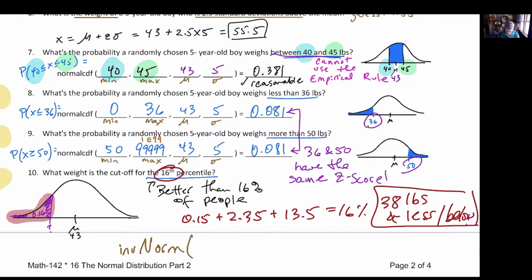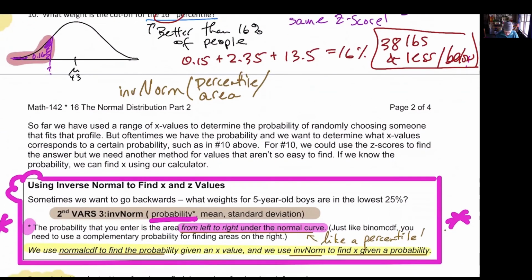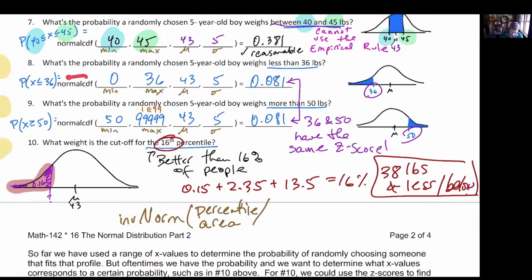And how that works is we're going to put in the percentile or area. I'm stressing the fact that it's a percentile because the calculator can only do this for area from the left to a point. It can't find top 10%. It can only find the 90th percentile. So it can only find this bottom area here. And these instructions are actually here. So we're going to put in the probability as a percentile, and then we're going to put in the mean and the standard deviation. Similar to what we're doing for the normal CDF, where we've got the mean and the standard deviation, but instead of putting the X values, we're going to put the percentile or the area instead.